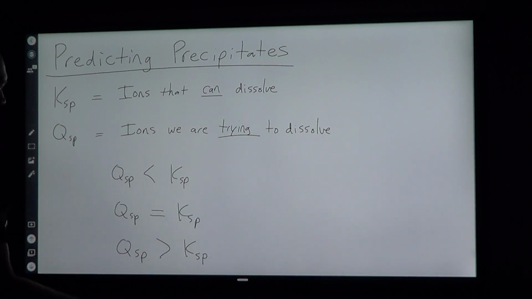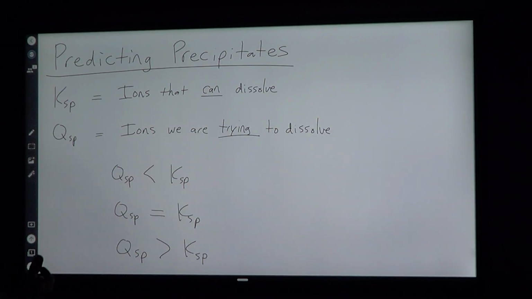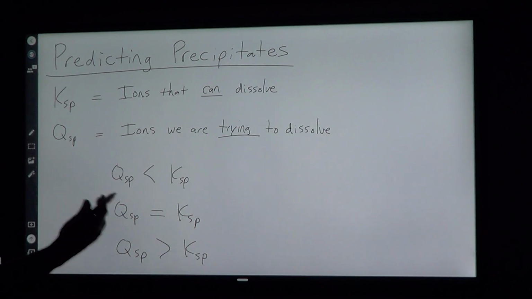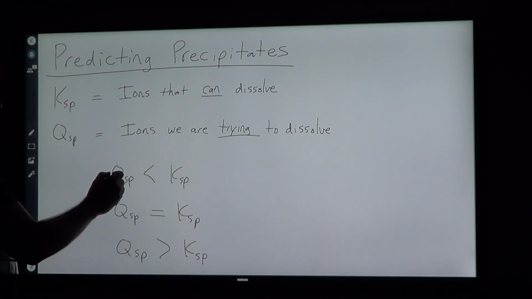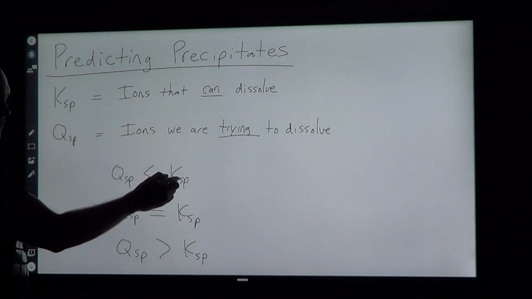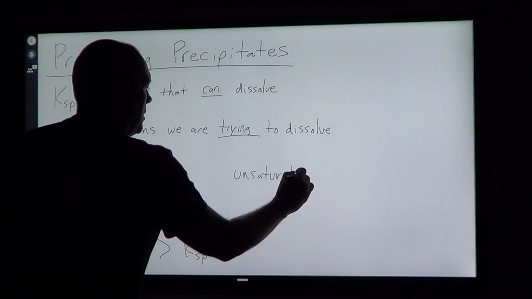So we don't get confused with two different Ks, we use the letter Q to represent the trial that we have. If we are trying to dissolve lead chloride in water, we're going to create a concentration of that, which would be our Q, and we're going to compare that to our K and see if it will or will not dissolve. That brings us back to some older vocabulary words. What we always do is take what we've got and compare it to the solubility product. If we have less than what the water can hold, then this solution is unsaturated.